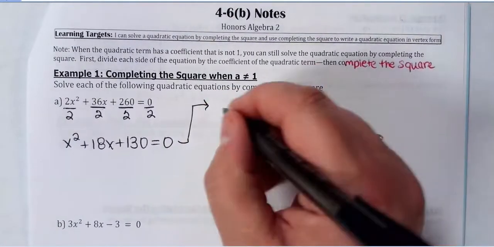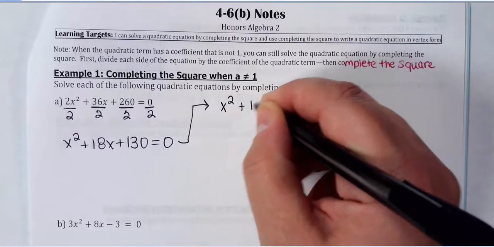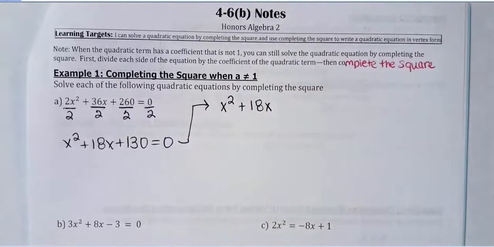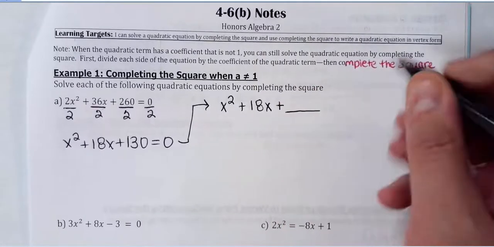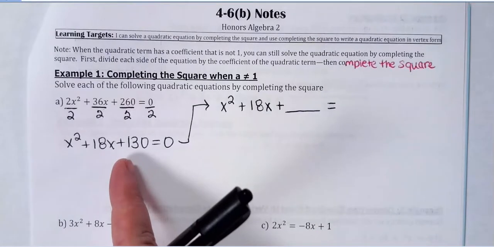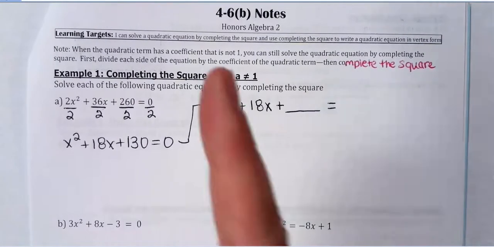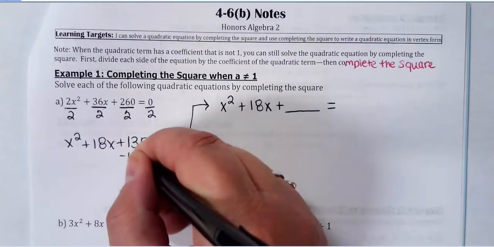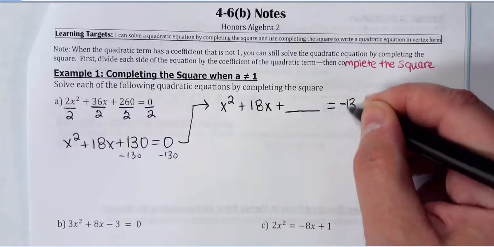So to complete the square, keep your squared term and your linear term, the x squared and the x, on the same side. I'm going to put plus and leave a little space to complete the square. And any plain number, I'm going to move to the other side. For this question, it was positive 130. If I move that, I would actually be subtracting that from both sides. So I'm going to have negative 130 on the other side.